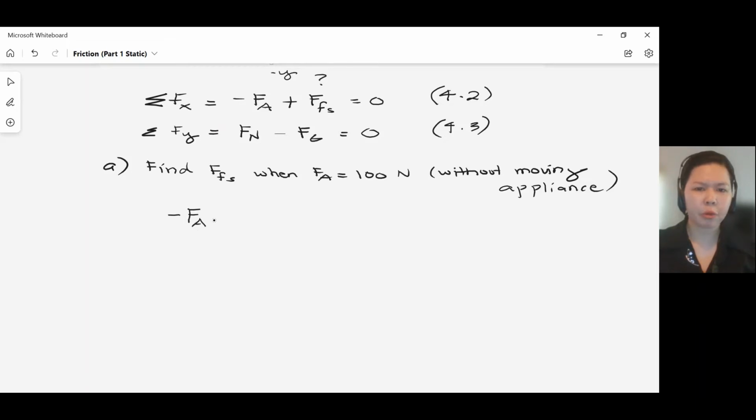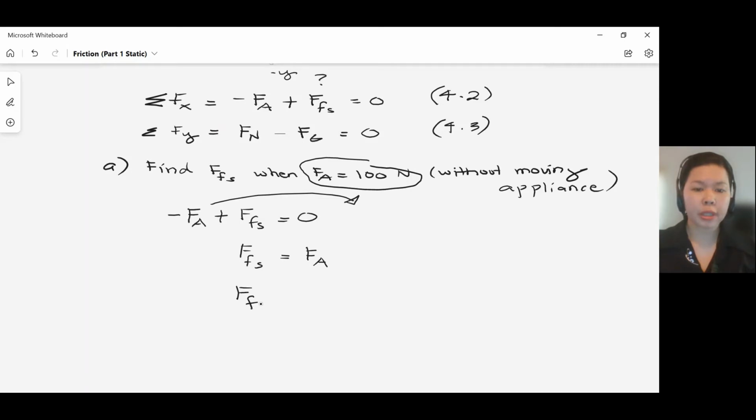I'm just copying 4.2, plus FFS is equal to 0. Transpose negative Fa to the other side, it becomes plus Fa. So FFS equals Fa. Substituting the value of the applied force, therefore FFS, the static frictional force, is 100 newtons.